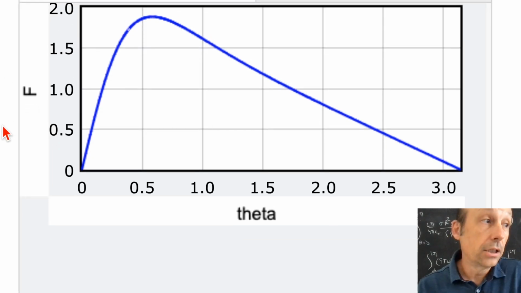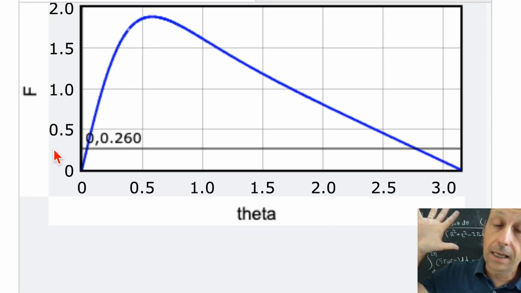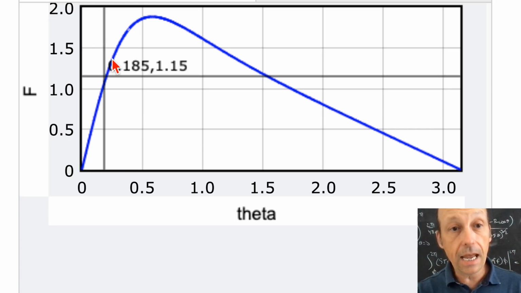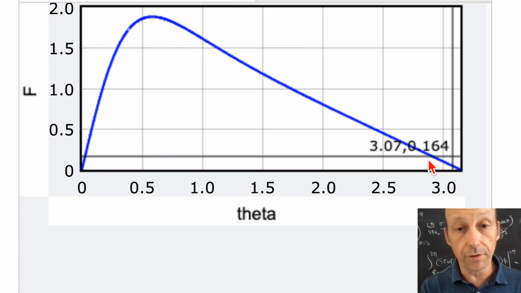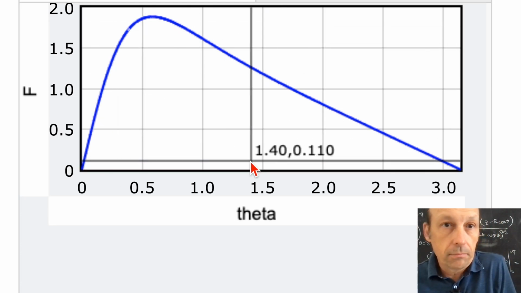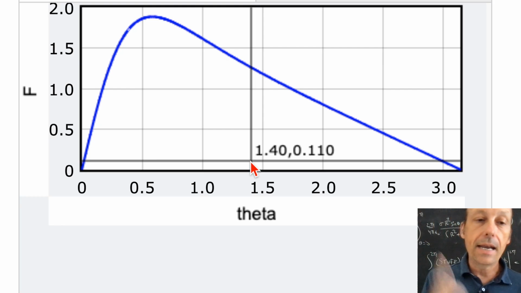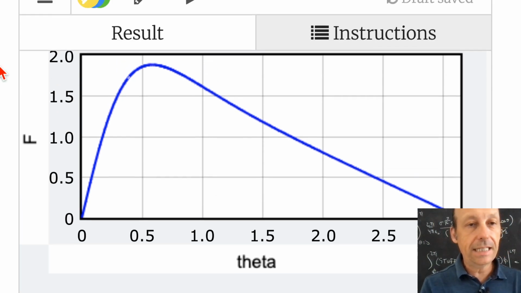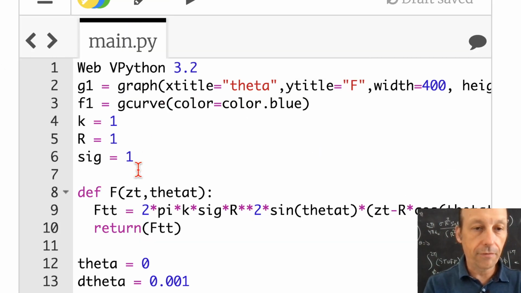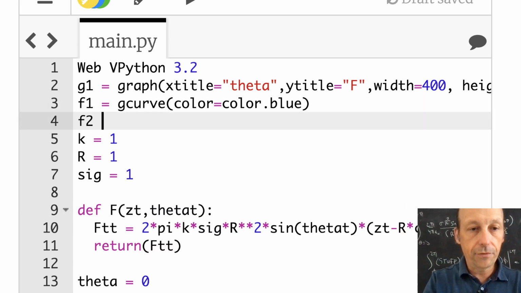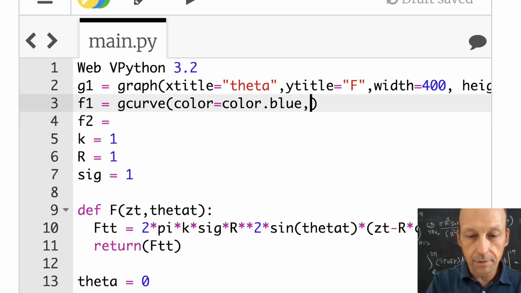There we go. Okay, so you'll notice that if you integrate this graph, the area under this graph, this goes from 0 to pi, the area is a positive number, right? It's a positive area. Now, just for fun, let's make a second graph.